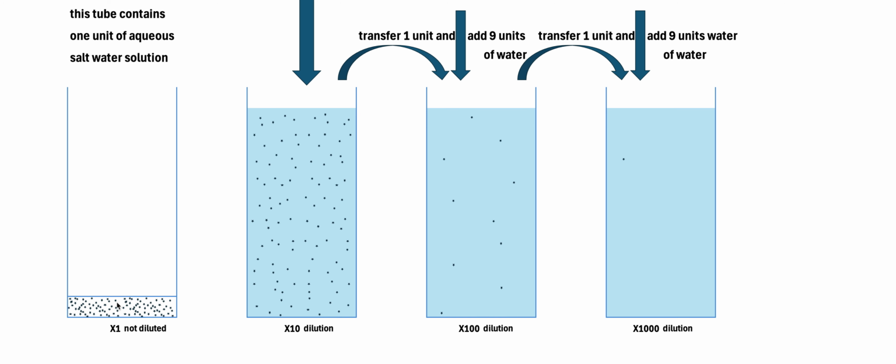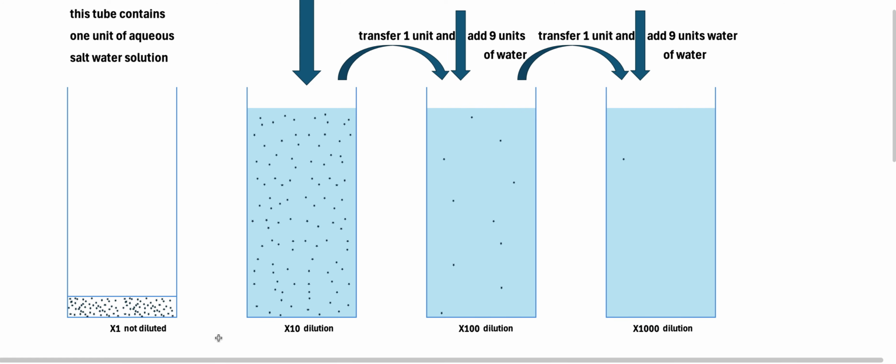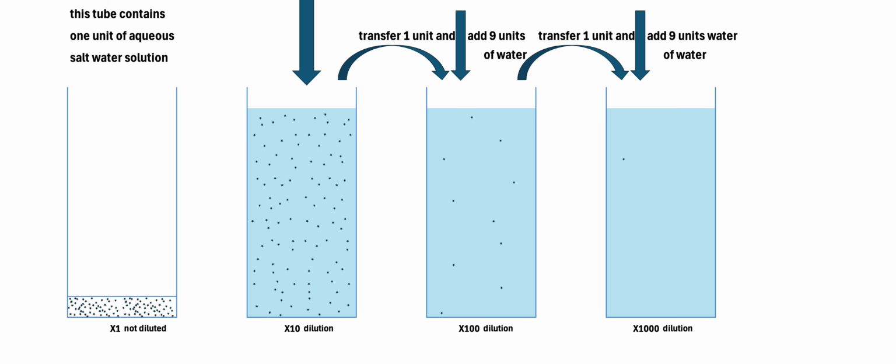How would you make a times 1,000 dilution? Would you take this amount here and add 1,000 units of water and spend all night doing that? No, we only added, notice here, 9, and then another 9, and another 9, 27 units of water. You didn't have to add 1,000.